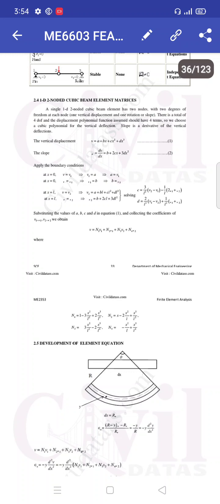So v is equal to N1 v1 plus N2 v2 plus N3 v3 plus N4 v4, where N1, N2, N3, N4 are shape functions. N1 is 1 minus 3x square by L square plus 2x cube by L cube. N2 is equal to x minus 2x square by L plus x cube by L square. N3 is equal to 3x square by L square minus 2x cube by L cube. N4 is equal to minus x square by L plus x cube by L square.